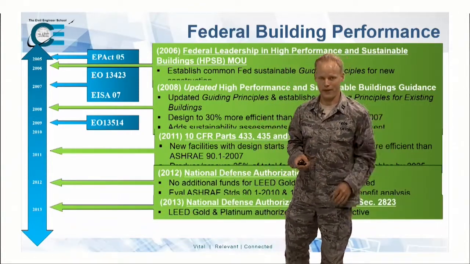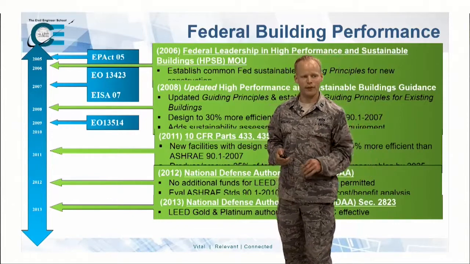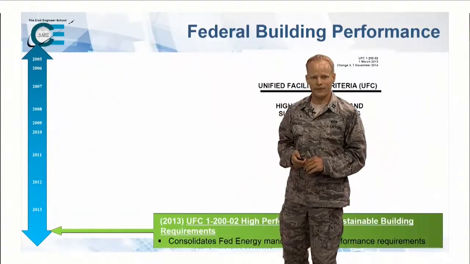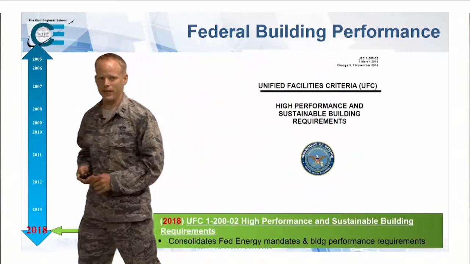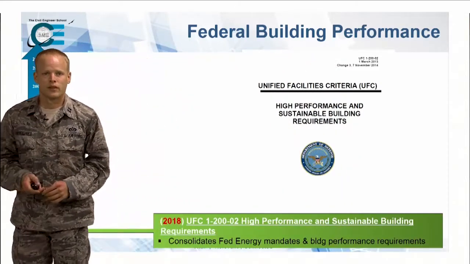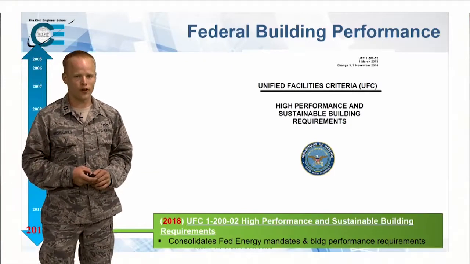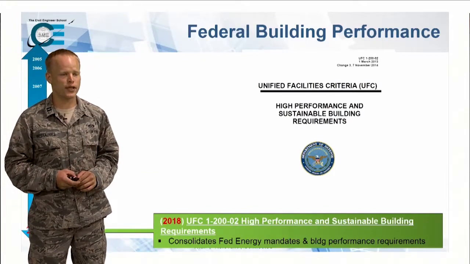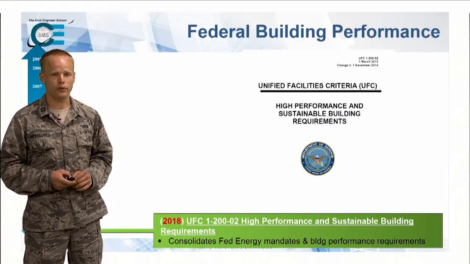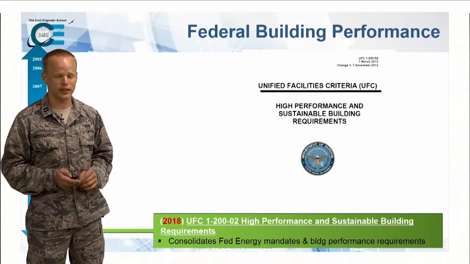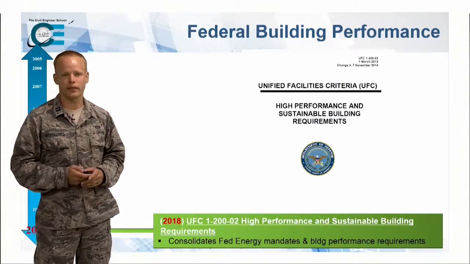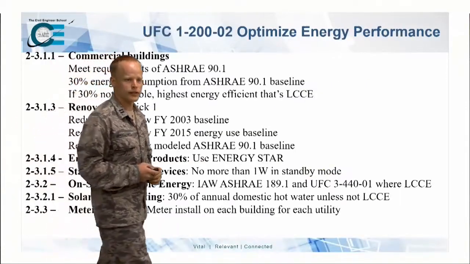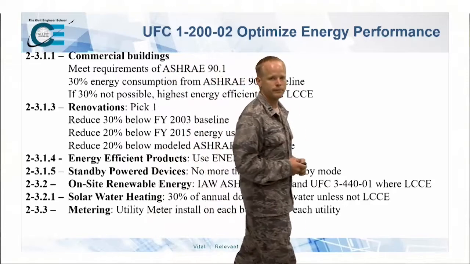We're not going to talk about all these. These are all the guidelines that we've had come out. And then they came out with the UFC. And then they updated the UFC. So this is where I am pulling all of our stuff from. So UFC 10-200-02, High Performance and Sustainable Buildings. And we've probably hit you over the head with this UFC the whole time, and I am going to continue it. But this is what it says for optimizing energy.